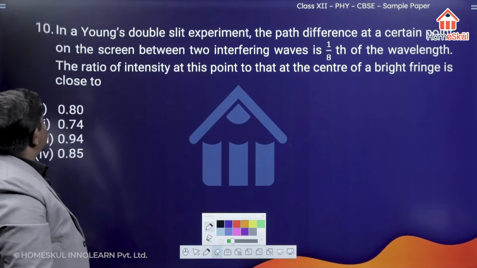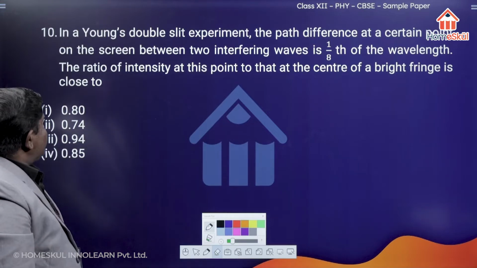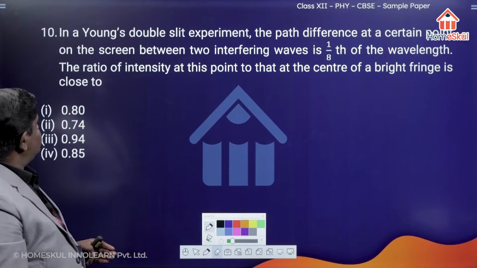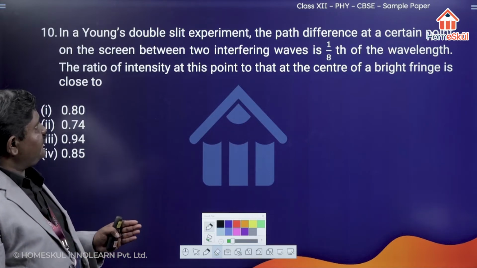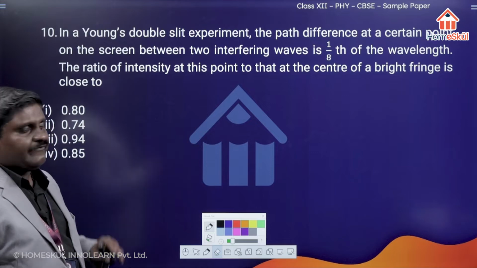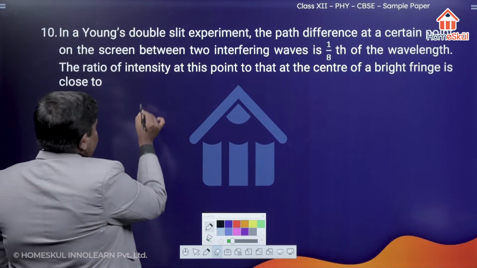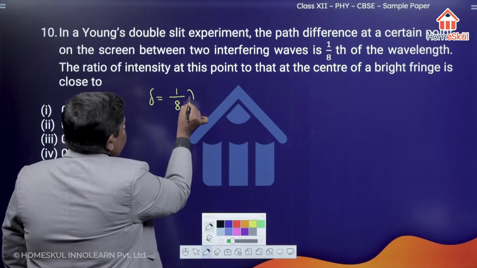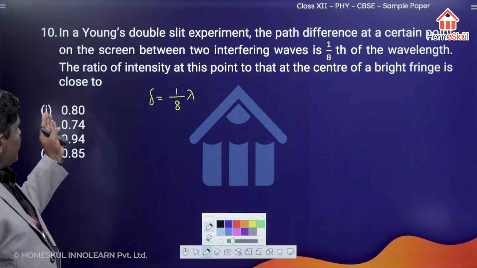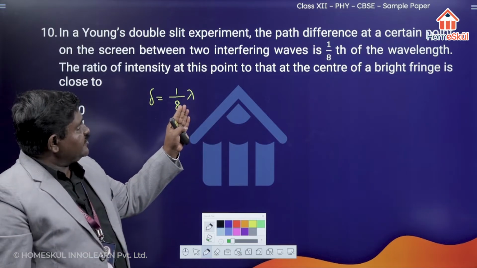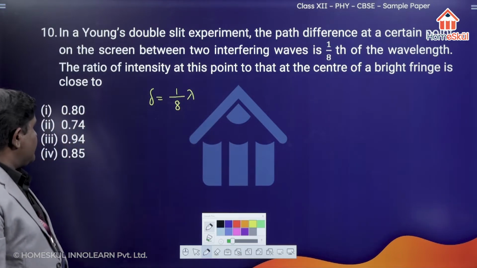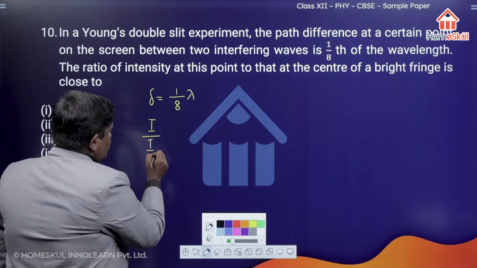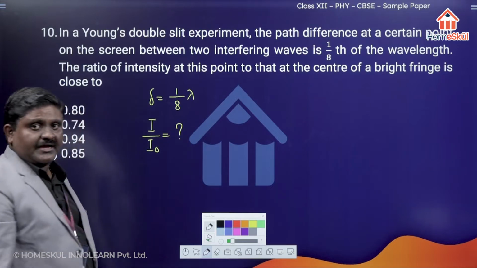Then 10th question. In a Young's double slit experiment, the path difference at a given point on the screen between the 2 interfering waves is 1/8 of the wavelength. So path difference, that is delta, is given. Delta is equal to 1/8 of the wavelength. Then the ratio of intensity at the point to the center of the bright fringe is close to. So we have to find out I by I0.